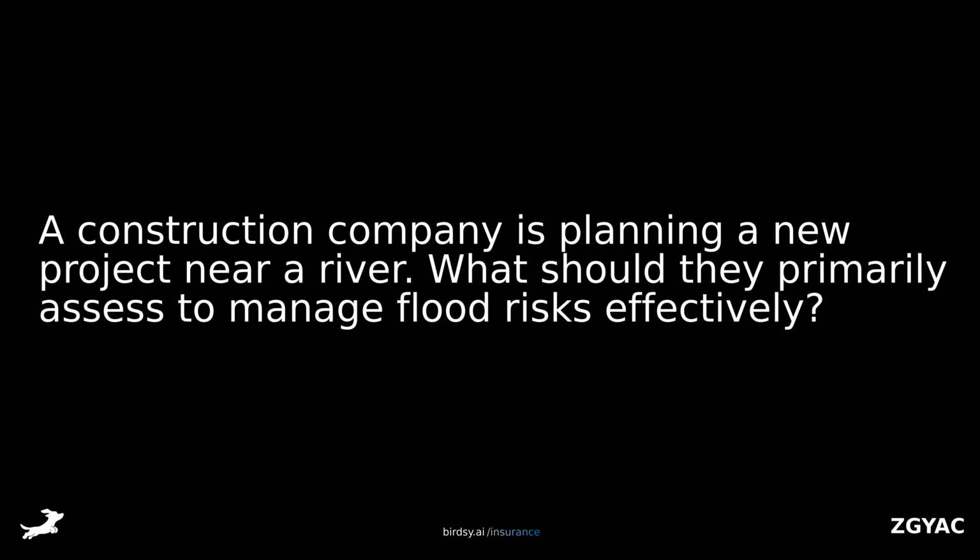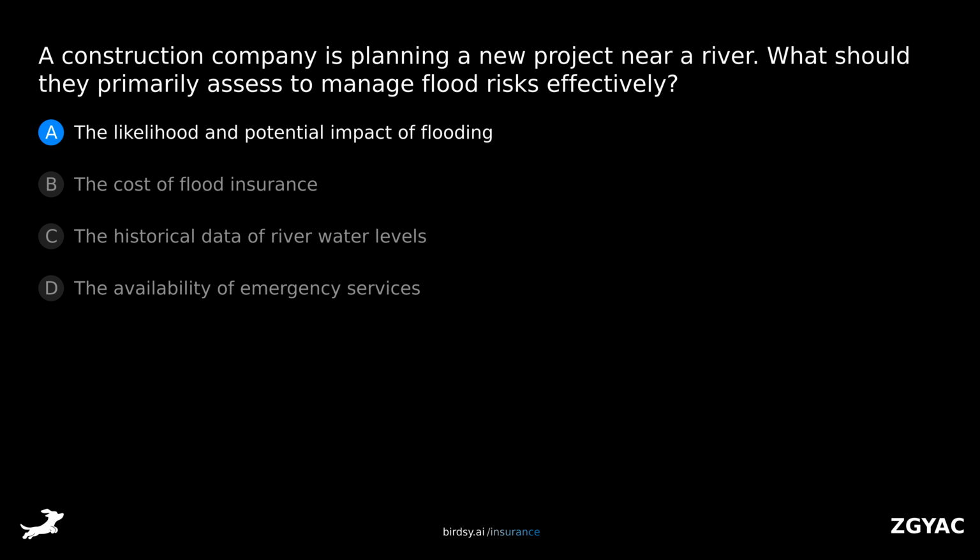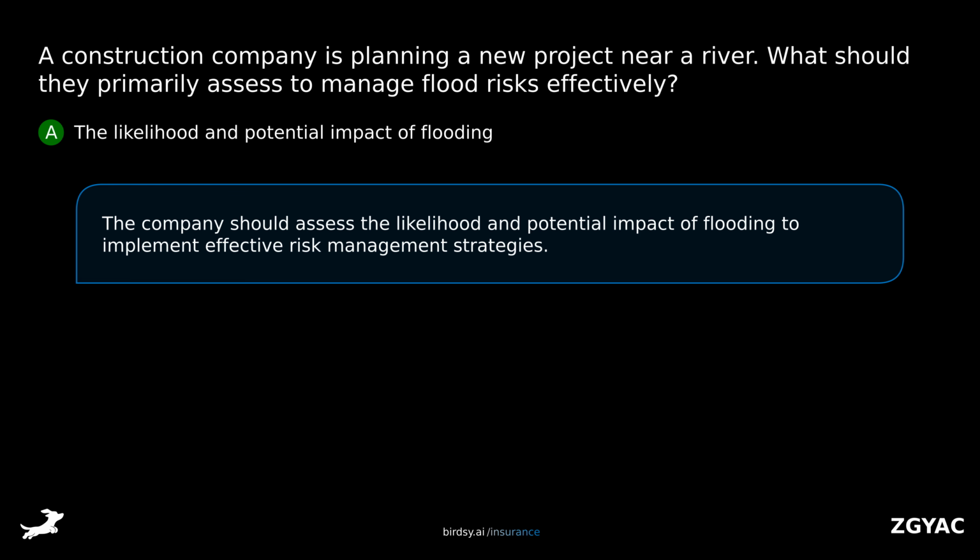A construction company is planning a new project near a river. What should they primarily assess to manage flood risks effectively? Is it A, the likelihood and potential impact of flooding, B, the cost of flood insurance, C, the historical data of river water levels, or D, the availability of emergency services? The answer is A, the likelihood and potential impact of flooding. The company should assess the likelihood and potential impact of flooding to implement effective risk management strategies.